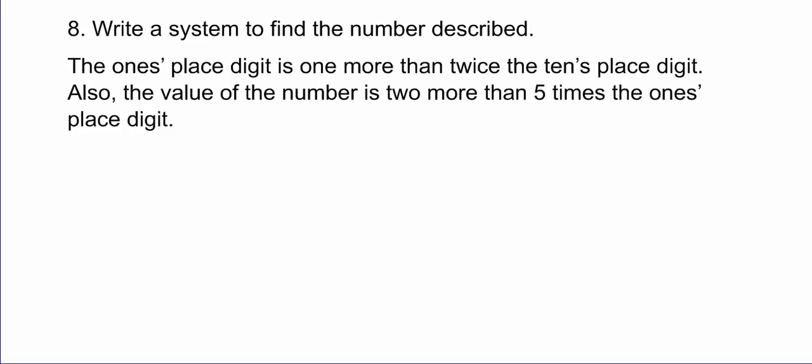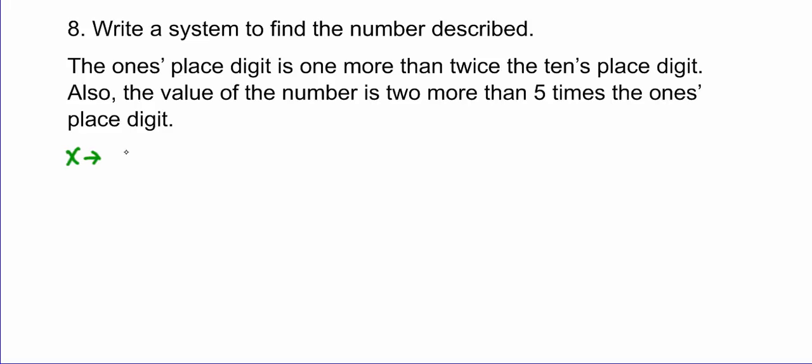All right, the problem we've been looking for, the last one. Write a system to find the number described. All right, so this is kind of a tricky one, a different one. You have to think about place value. And this number, the ones place digit is 1 more than twice the tens place digit, and also the value of the number itself is 2 more than 5 times the ones place digit. That's a lot of words. You have to read slowly and think about things. All right, let's do this.